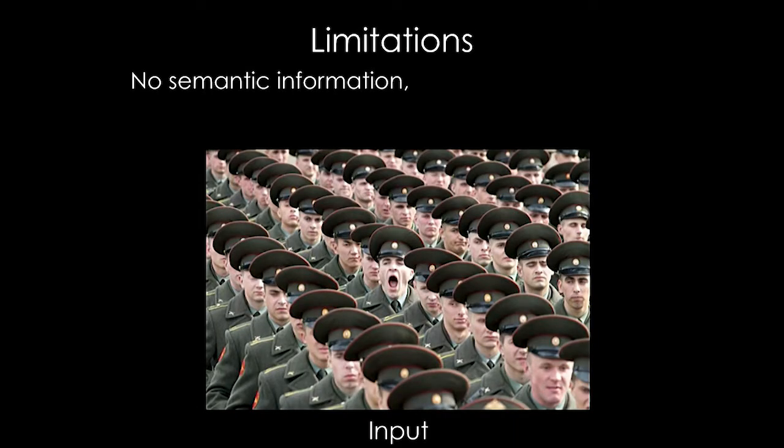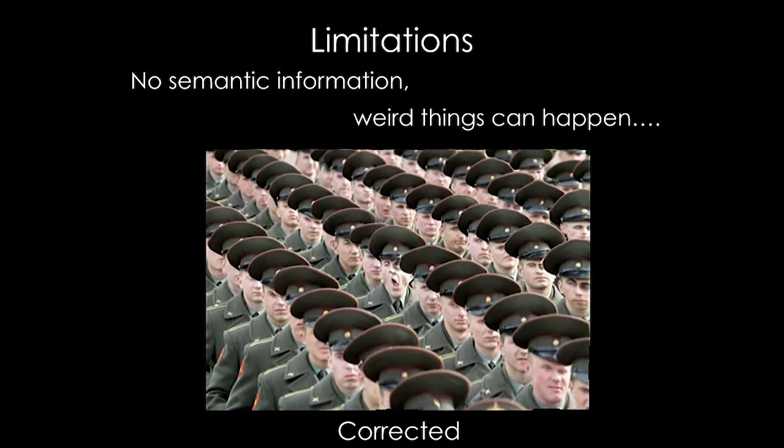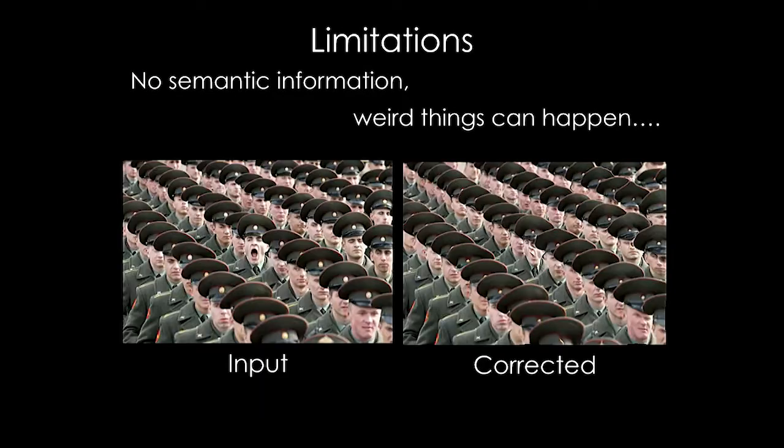Our method is not supplied with any semantic information, so sometimes weird things can happen. Like in this example, we don't have any notion of a person or a face. So we can correct this image, but of course it will distort the faces as well.